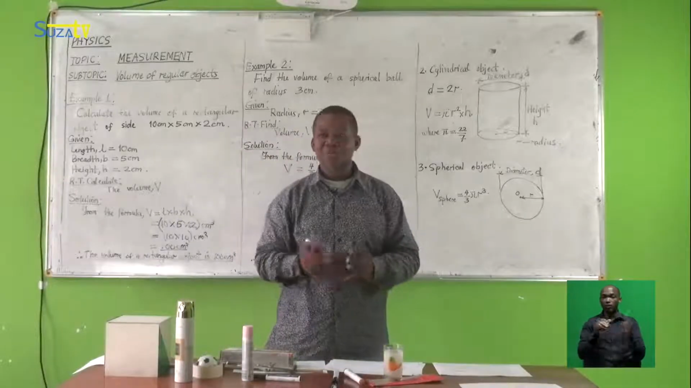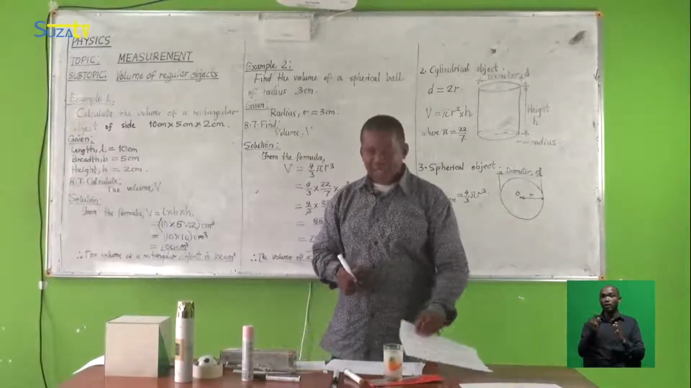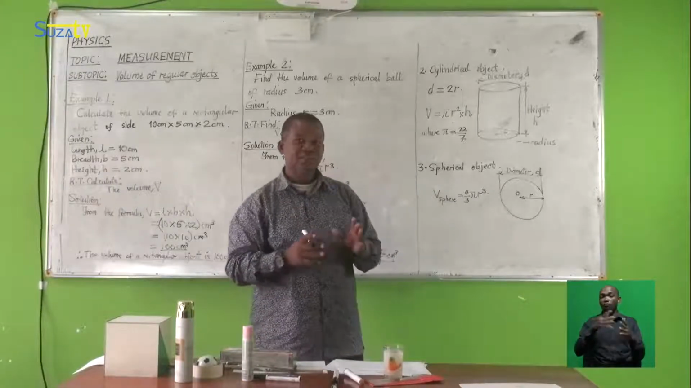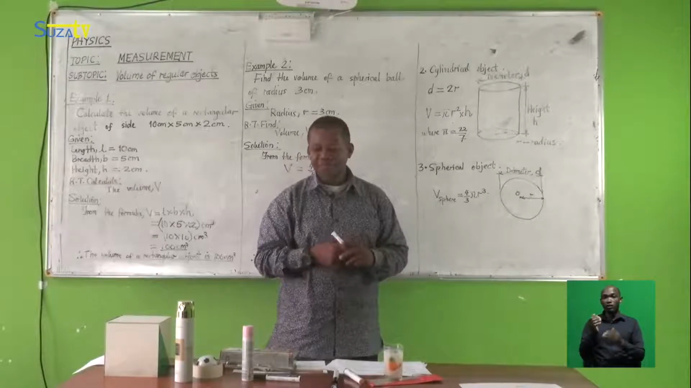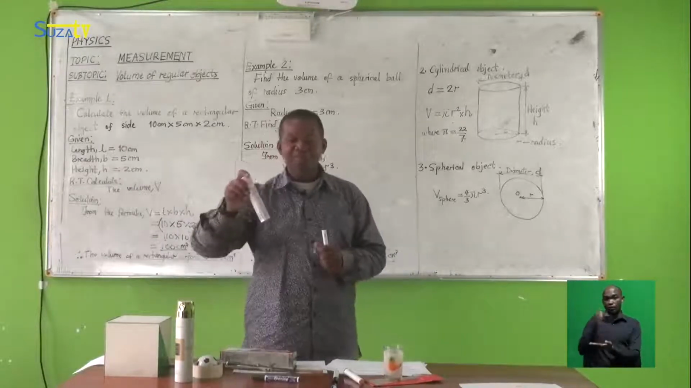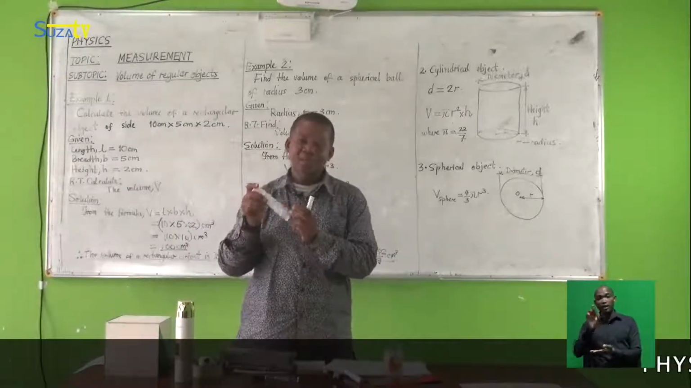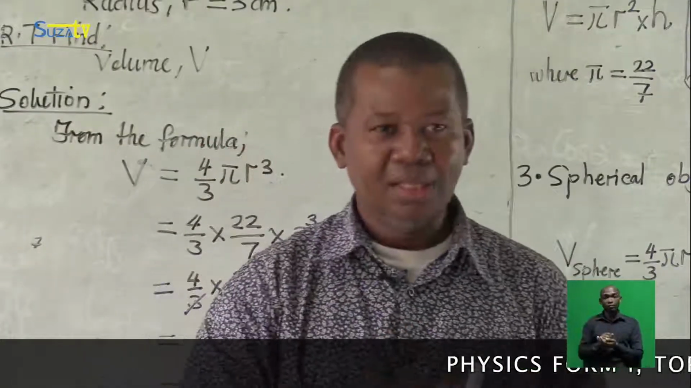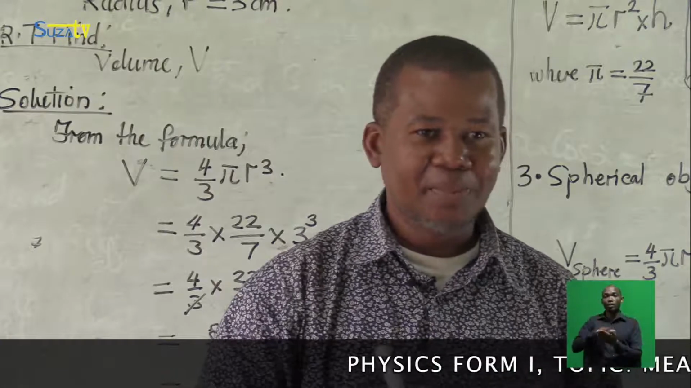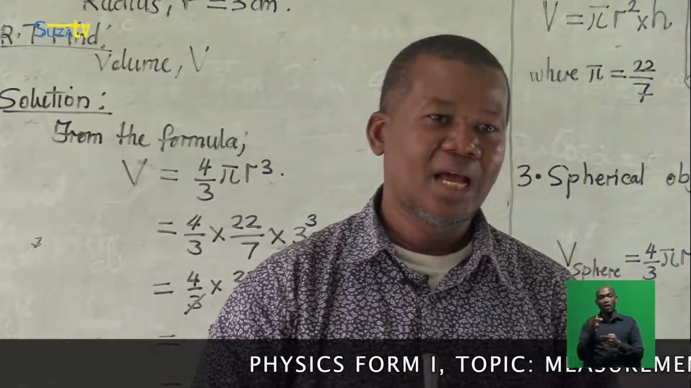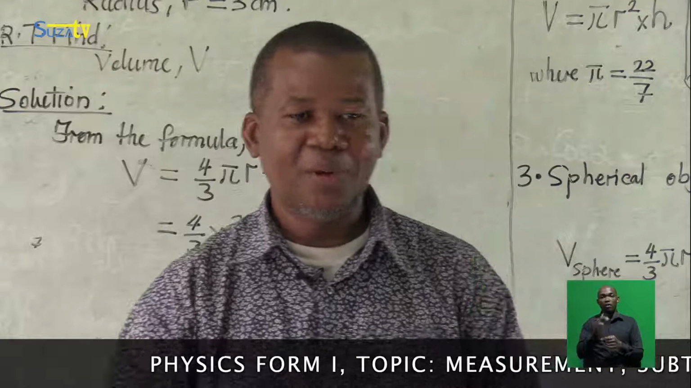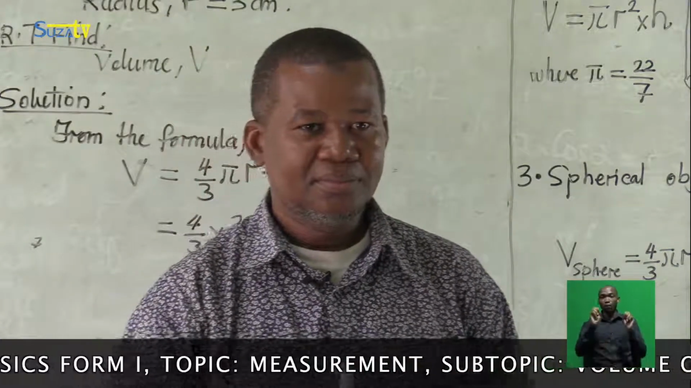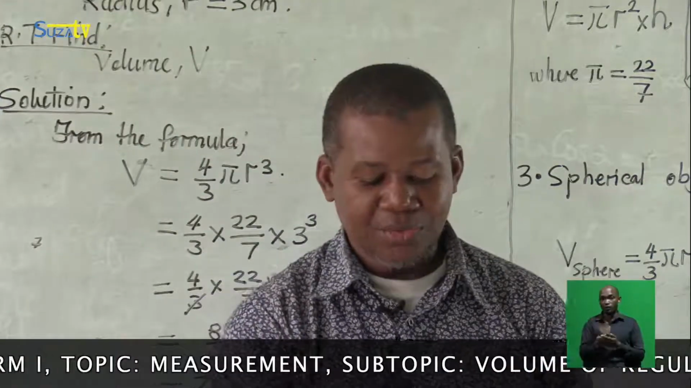Now, my students, can you write down the formula for finding the volume of this object, if you know the radius, if you know the height? Then also, can you explain briefly how the volume of the regular object can be found? Okay? Thank you for that.